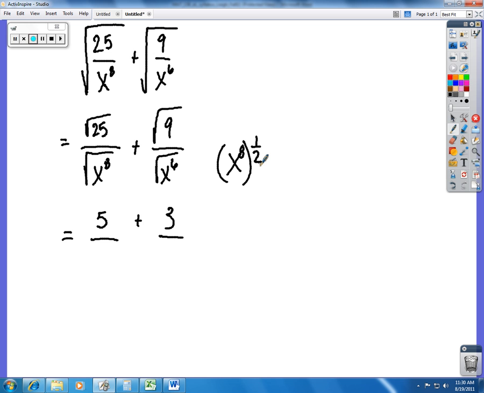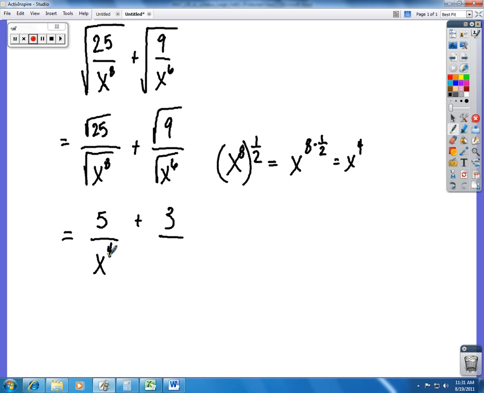So instead of thinking of it as a root, I like to think of it as an exponent. And the square root, the exponent that matches it is 1/2. And then again, from here, we can use our product rule for exponents. So we've got 8 times 1/2, which is x to the 4th. Okay? So the square root of x to the 8th is x to the 4th.